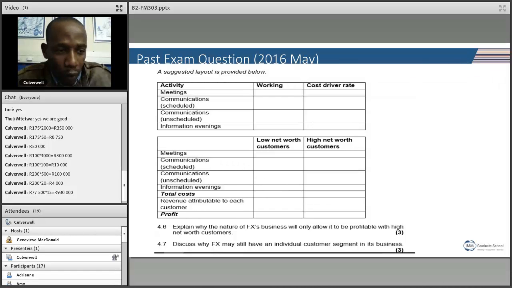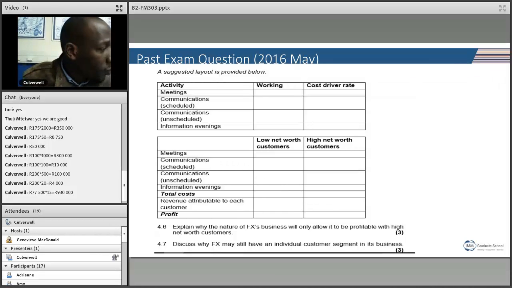So we have now allocated indirect cost to our customers in this regard. It was our low net worth customers and also our high net worth customers.